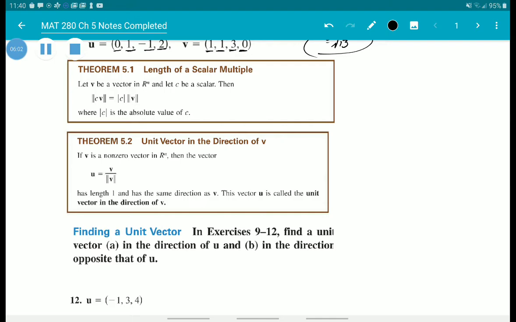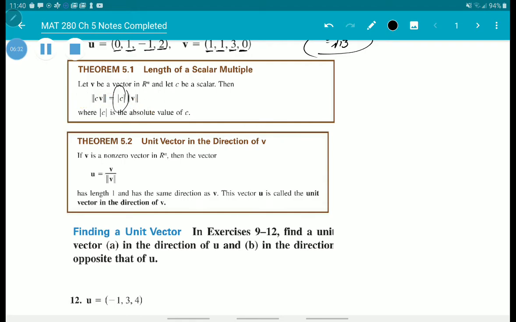So we have a couple of theorems we can talk about. Theorem 5.1 is relating a scalar multiple of a vector and its norm. So if vector v is any vector in Rn and c is some kind of scalar, then if we take the norm or the magnitude or the length of c times vector v, that's the same as finding the magnitude of v and then multiplying it by the absolute value of the scalar.